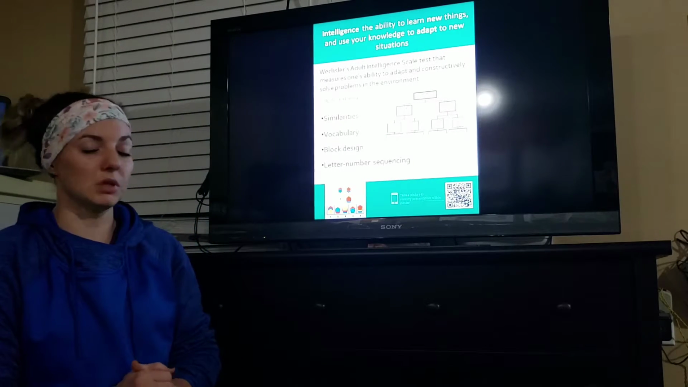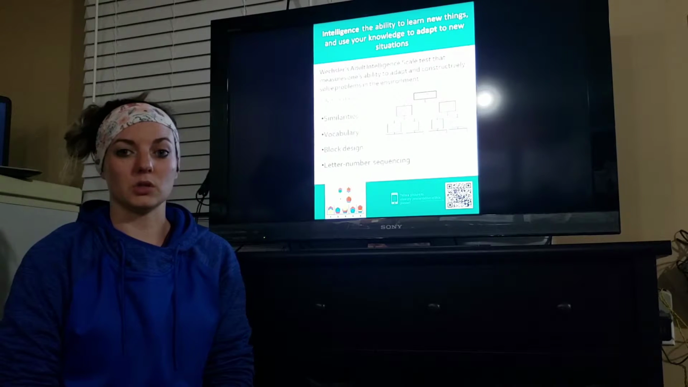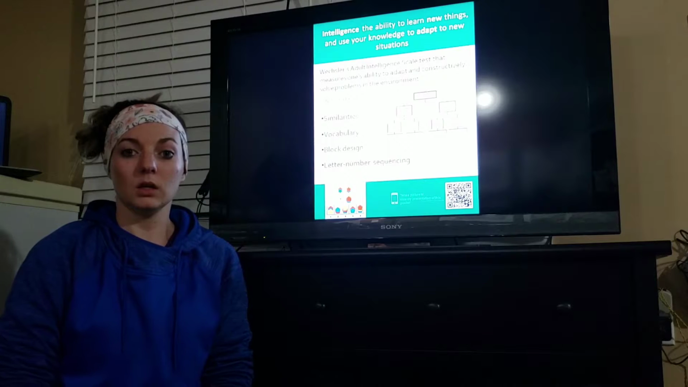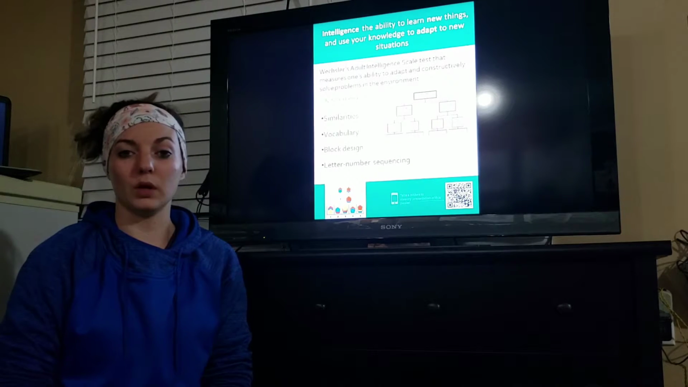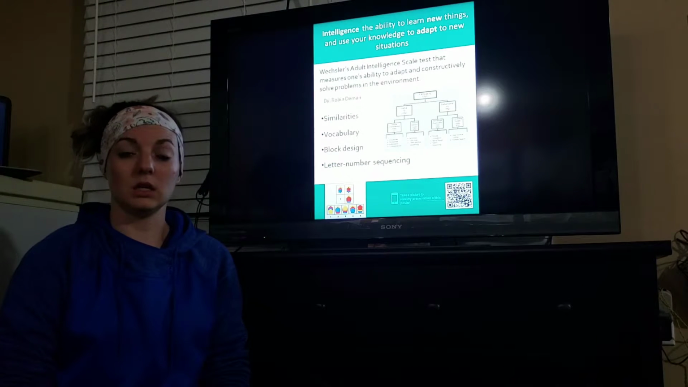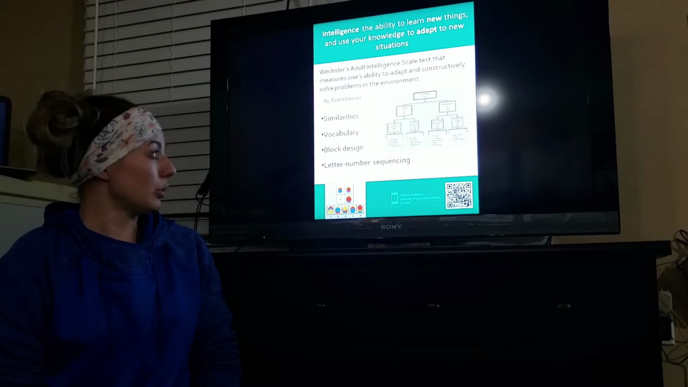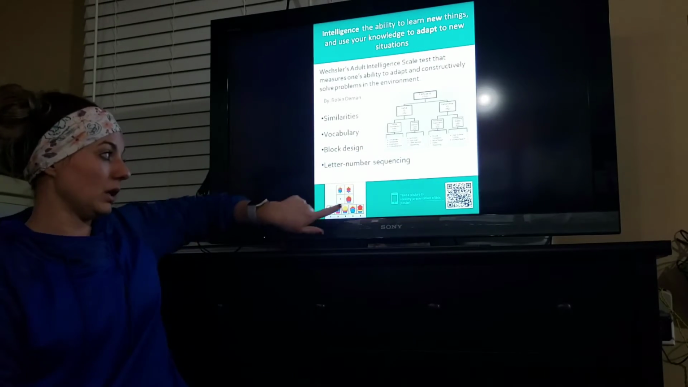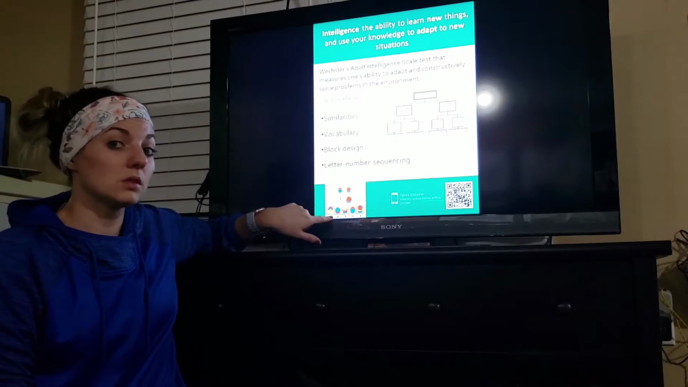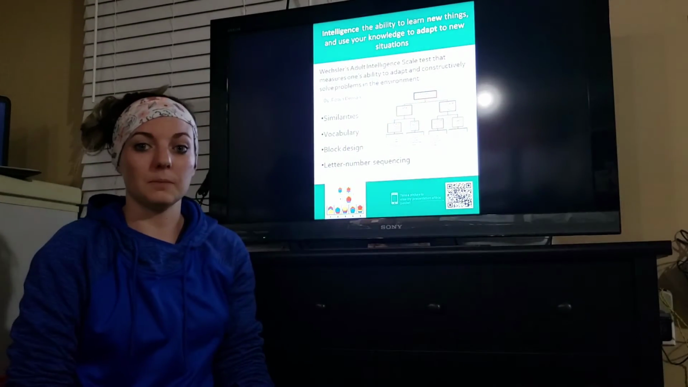So a couple of them are similarities, comparing objects or terms. Some questions might be: in common, how are wool and cotton alike? Vocabulary is defining terms or objects. Block design, this is an example right here. This is an example question on the children's version of his intelligence scale. It's just visual abstract learning.